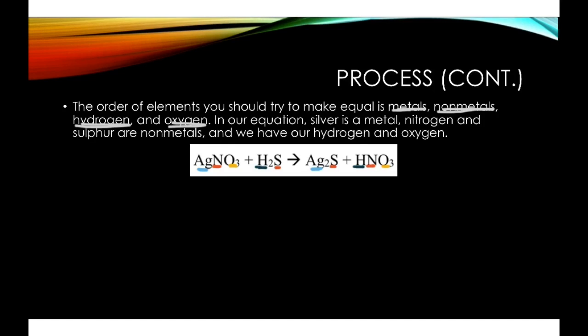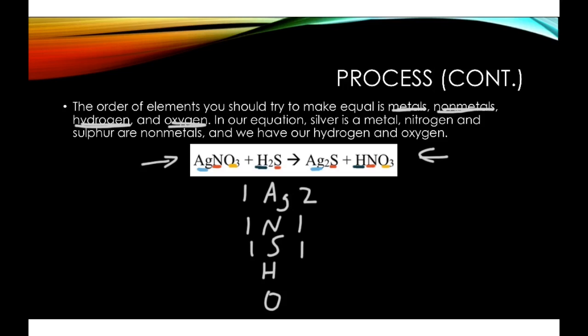So now what I like to do is actually write right beneath the equation how much I have on either side. So I'll put my metals first. Here's my Ag, then my non-metals, so N and S, then my hydrogens, and my oxygens. So how many do I have on my reactant side for silver? Well, just 1. And on my product side, I have 2. For nitrogen, I have 1 and 1. Sulfur, I also have 1 and 1.